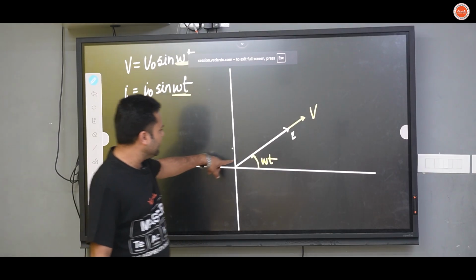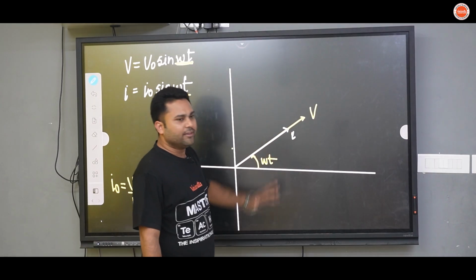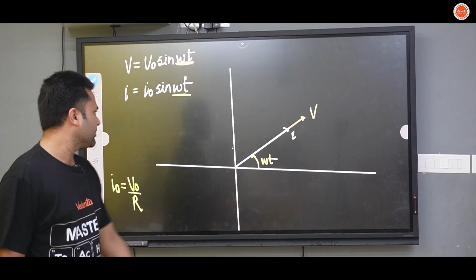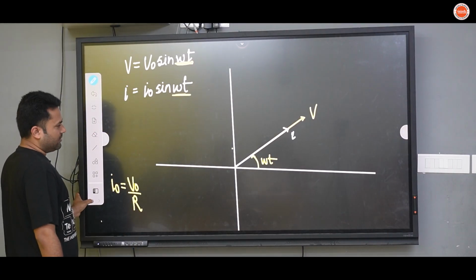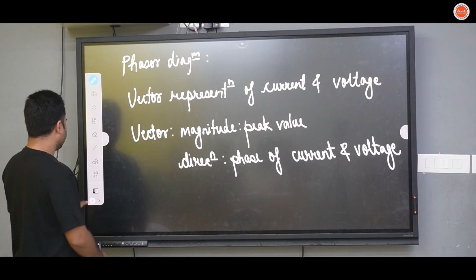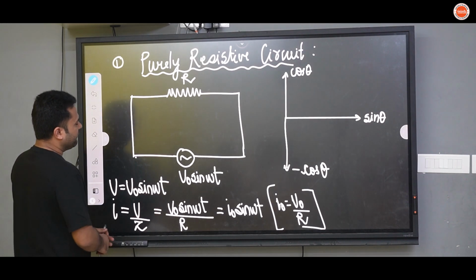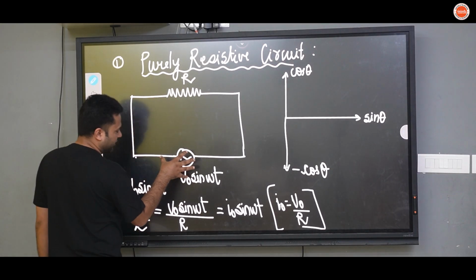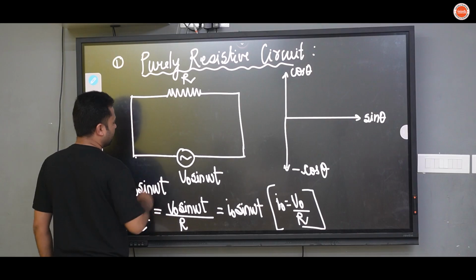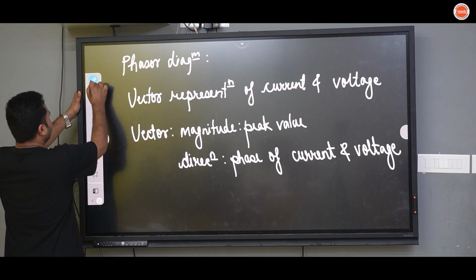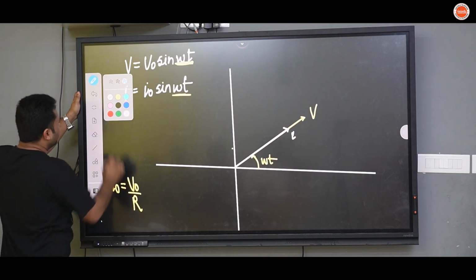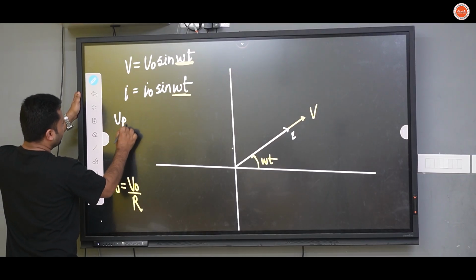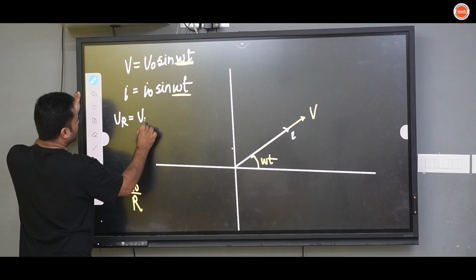So you can see voltage and current in the same direction. You draw this first. Whatever voltage we have here, the same voltage will be across this. Means the voltage across the resistor will be the same, V naught sine omega t.